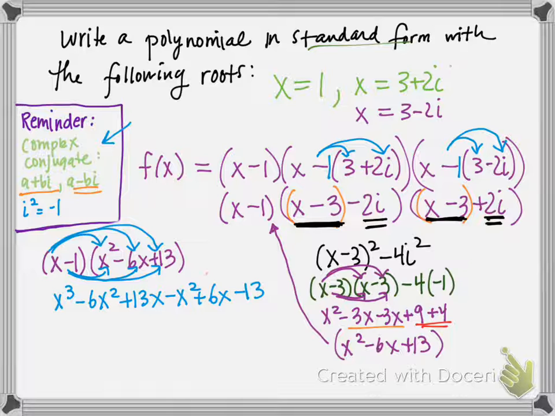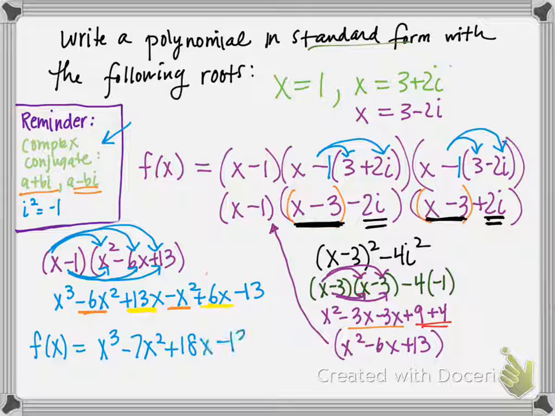Let's take a look at what we can combine. I have -6 minus 1, which would be -7x squared. And then I have 13 plus 6 more, which would be 19x. So my final polynomial here in standard form, going from highest degree to lowest, would be x to the third, remember you had -6 minus 1 more, so -7x squared, 13 plus 6 more is 19x, and then minus 13.